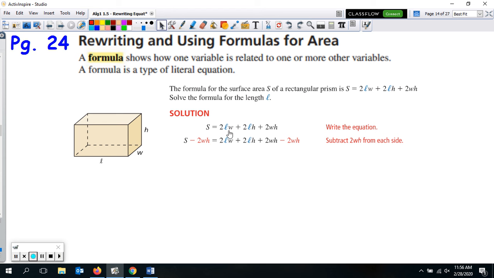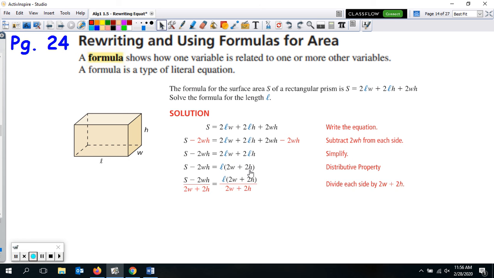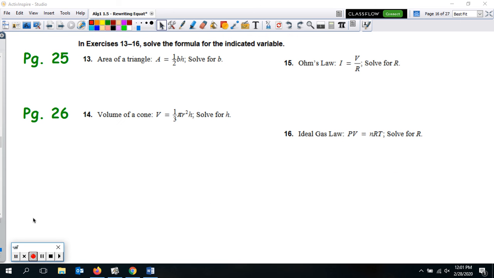As I'm doing that, they're going to start to get the terms with the L by themselves, so they have to get rid of this 2WH. That's what they're doing first. And then they have to somehow factor out the L. Remember, we did that before. They factored out the L. Now 2W, 2H, and then they want to divide by that right there. Divide by the 2W and the 2H on both sides. Now L is going to equal this big, kind of ugly looking fraction right there. That is their answer. That's what L equals. All right, so let's try some on our own in our extra practice.